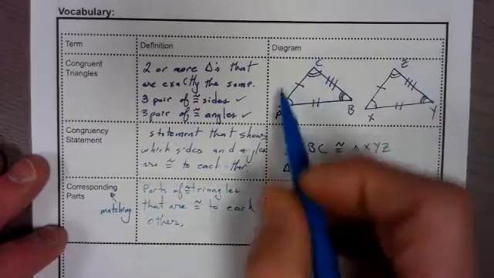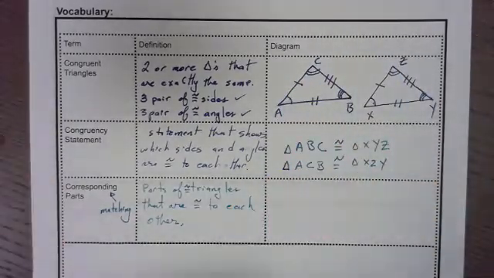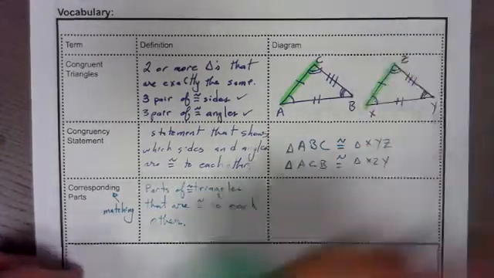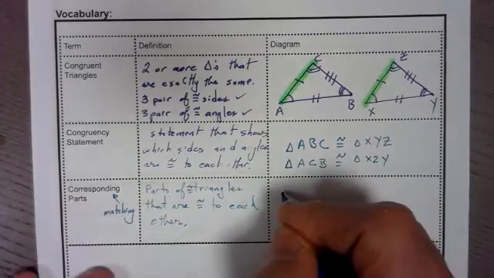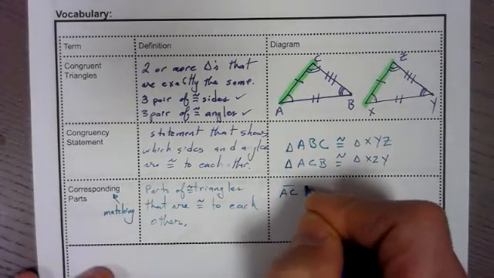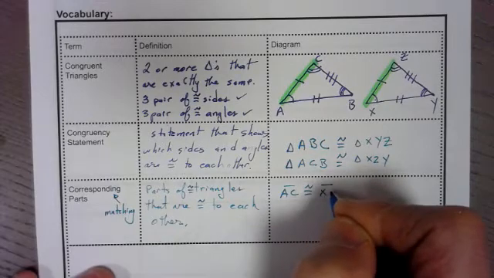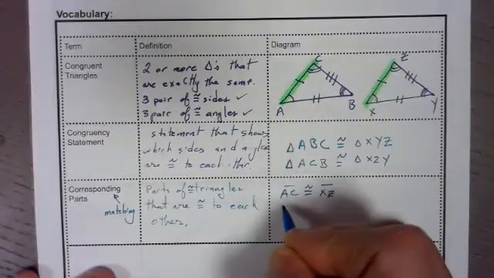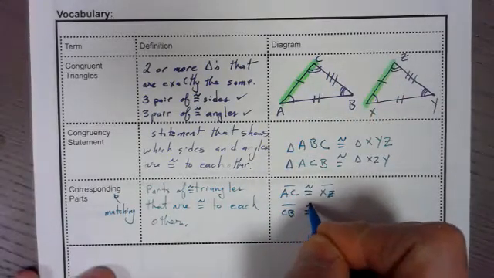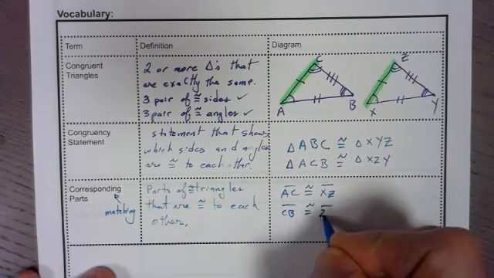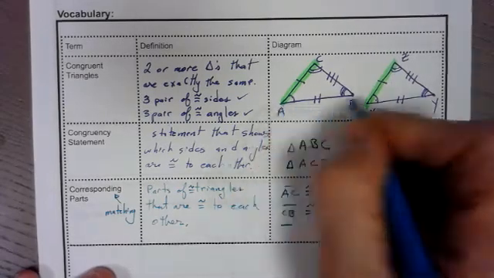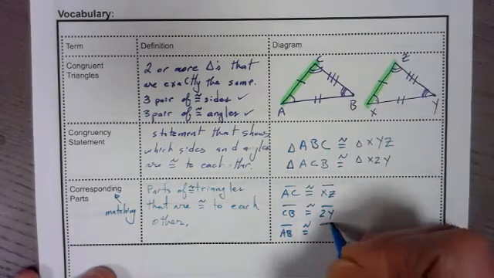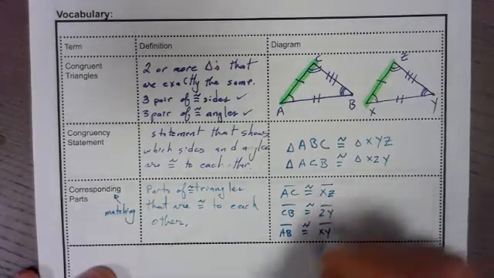So for example, if we look at our diagram up here, well, what's congruent to AC in our triangle over here? XZ. So then what I could say is segment AC is congruent to segment XZ. And I could go all the way around and say that. So segment CB is congruent to segment ZY. Segment AB is congruent to segment XY. Those are my sides.